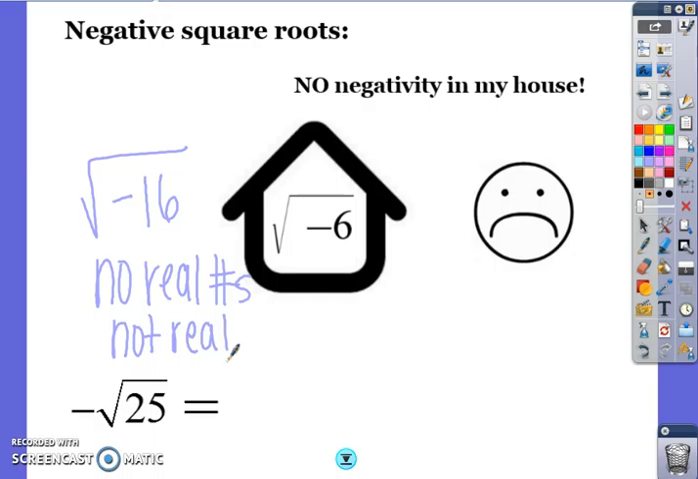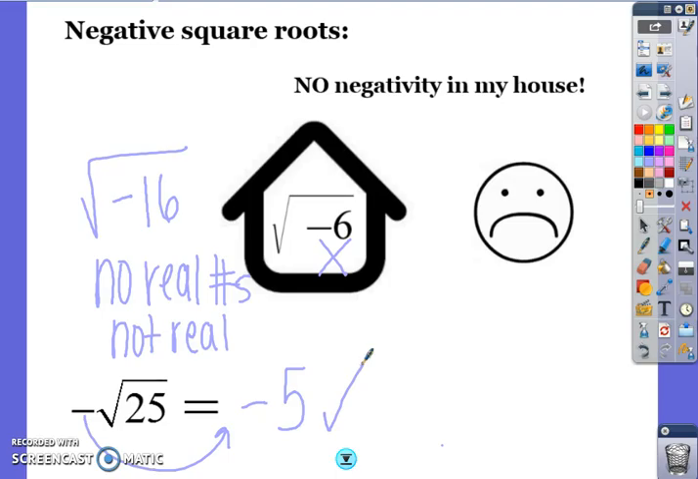But if the negative is outside the house, that's okay. All we do is take the square root of whatever's in there, so the square root of 25 in your calculator is 5, and then carry the negative with us, so it'd be just a negative number. So again, inside the square root is not good. Outside the square root makes us happy, okay?